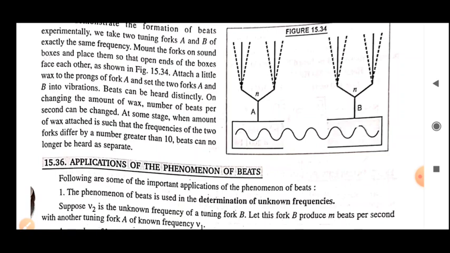But if you change the amount of wax, then the number of beats per second starts to change. At some stage, when the amount of wax is such that the frequencies of the two forks differ by a number greater than 10, then beats can no longer be heard separately.